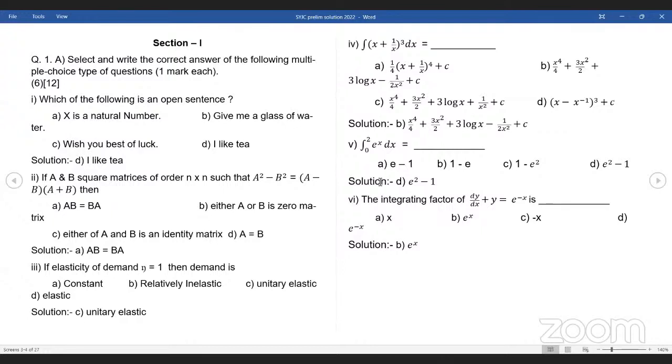Next question, the integrating factor of dy upon dx plus y equals e raised to minus x is. So after simplification, we get the answer B, e raised to x.